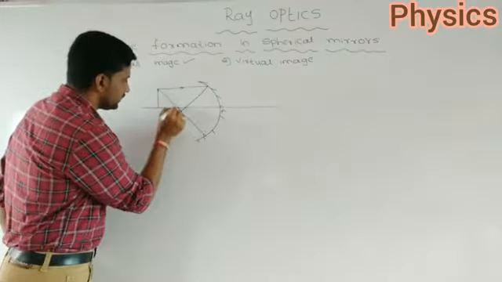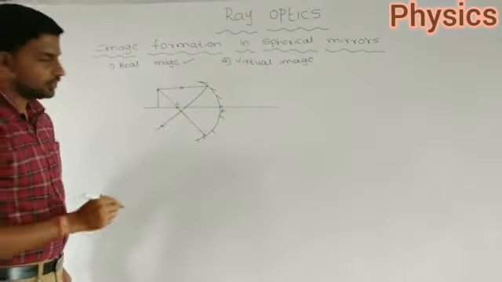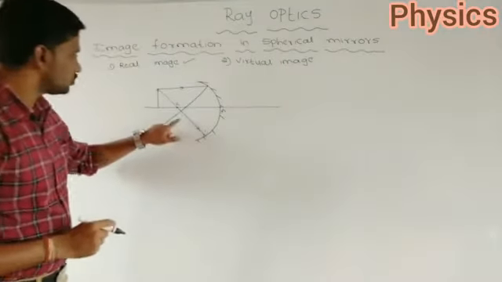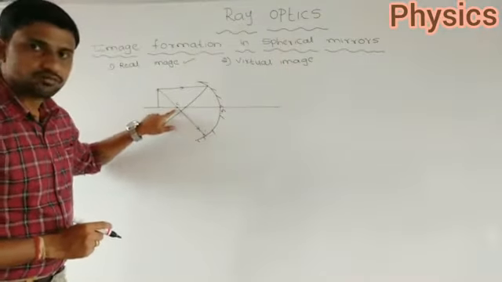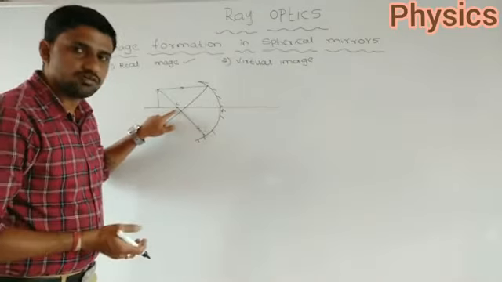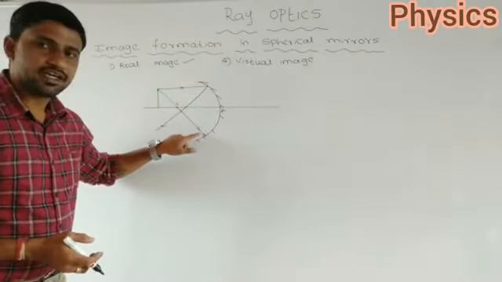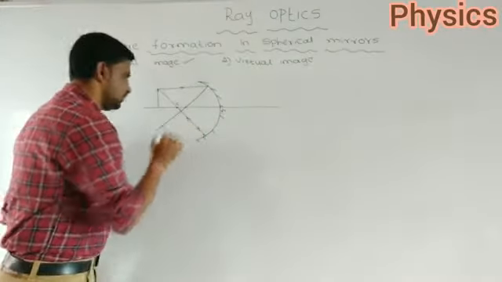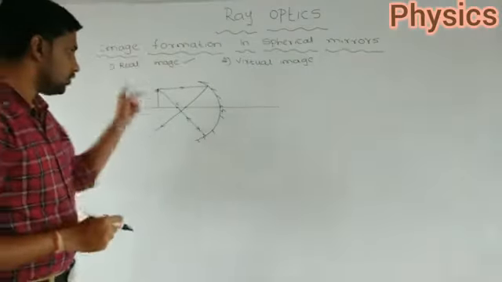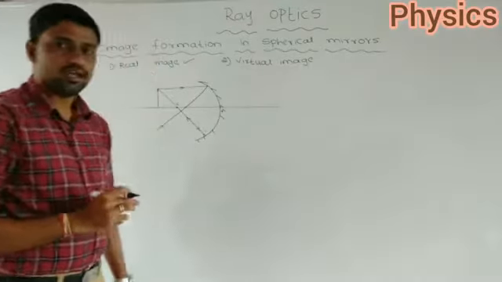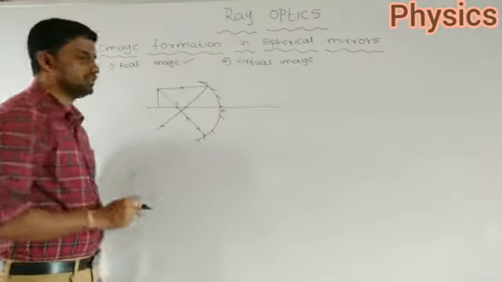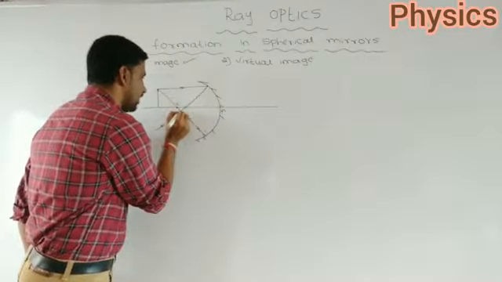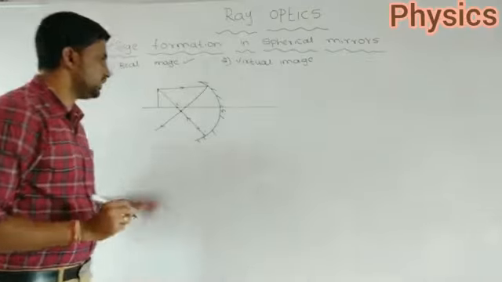Assume that this is the center. We know that when a ray of light passes through the center of the concave mirror, or the center of the spherical mirror, after hitting the reflecting surface it retraces its path like this. If you observe here, there are two rays originating from this object. These two rays meet at some point after reflection. They are meeting here.